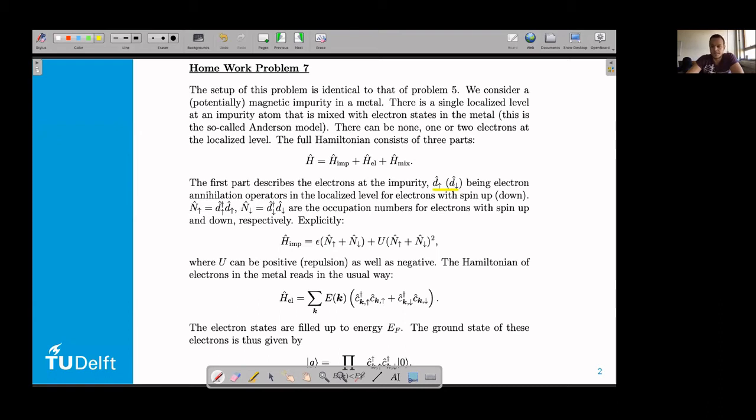And the impurity Hamiltonian has interaction energy, meaning that if there are 2 electrons on the site, they interact with each other with this strength U. And further, the electrons in the metal are described in the usual way, meaning that all the electron states are filled up until the Fermi level. And this is our ground state of electrons.